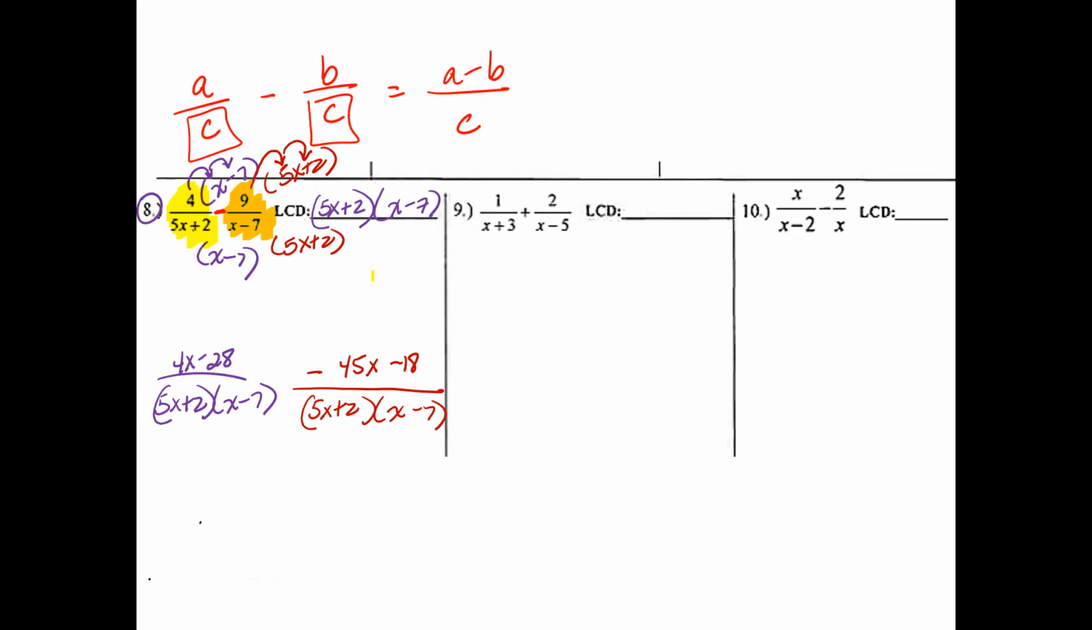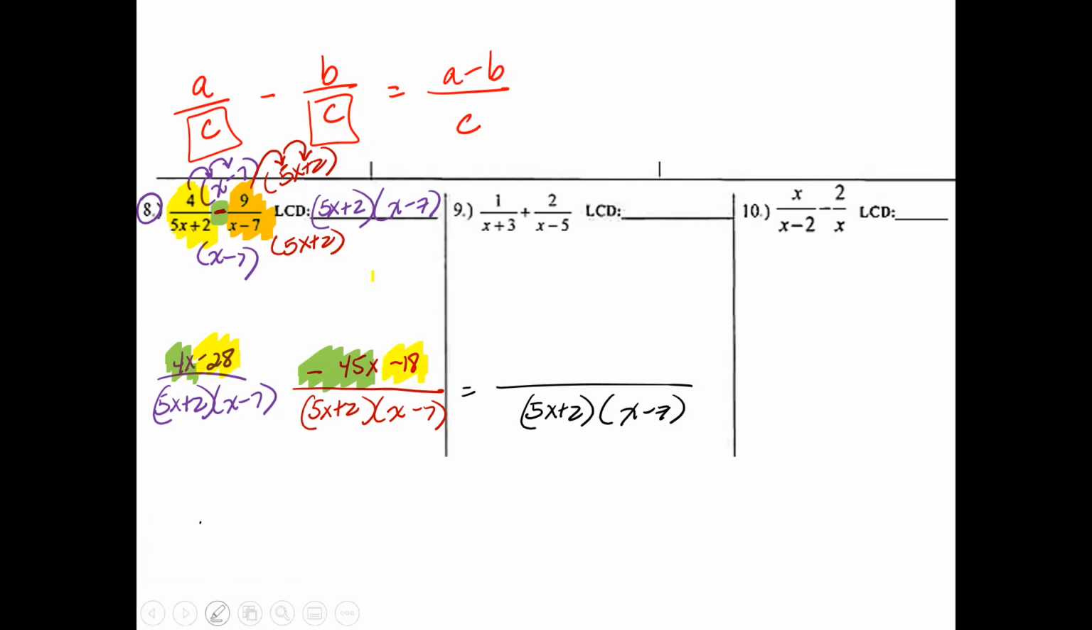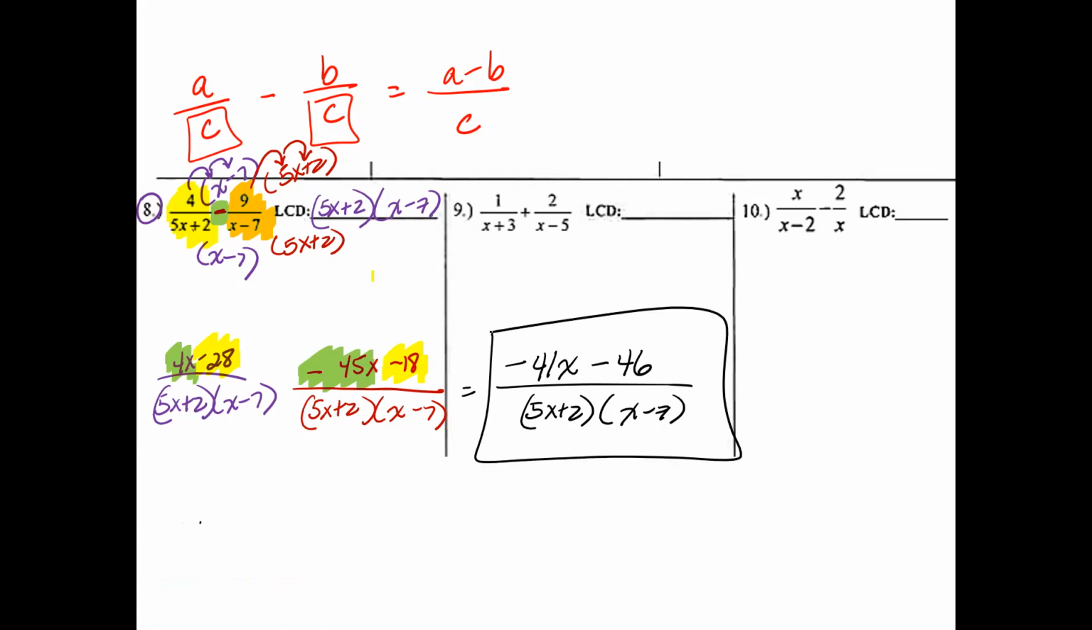Do I have common denominators? Yes, I do. So I'm just going to keep my denominator exactly the same. But then I need to combine the numerator. Okay, and since I already distributed that negative, I don't need to make everything negative again because I already distributed that negative 9. So then I just combine negative 45x plus 4x and then negative 28 minus 18. I just combine them. So then I have a negative 41x minus 46. And that's my answer.